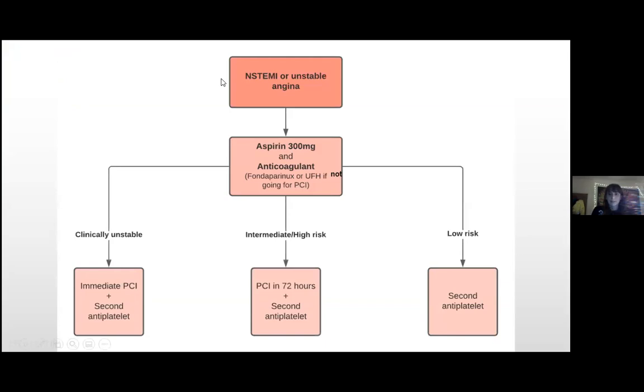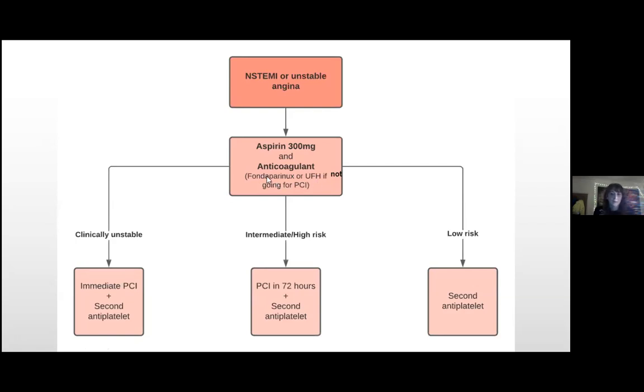But then we use what's called the GRACE score to stratify them. So basically, the GRACE score looks at the 6-month mortality. It takes a lot of factors into account, such as age, heart rate, blood pressure, cardiac enzymes, and ECG. And you classify them into high risk, intermediate risk, or low risk. So if someone's clinically unstable, you're going to give them PCI straight away, just the same as you would with a STEMI. If they're intermediate high risk, you're going to do PCI within 72 hours.